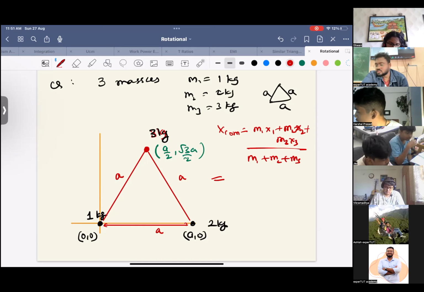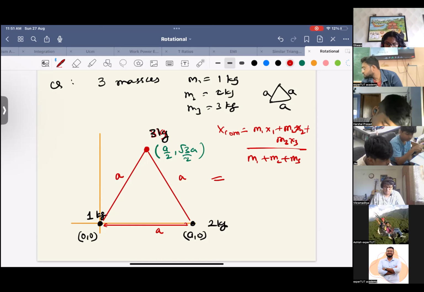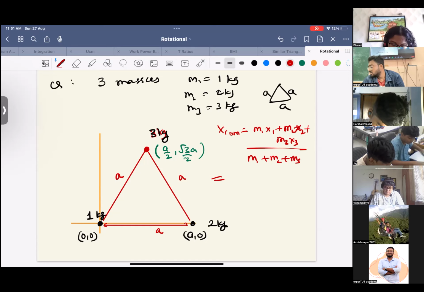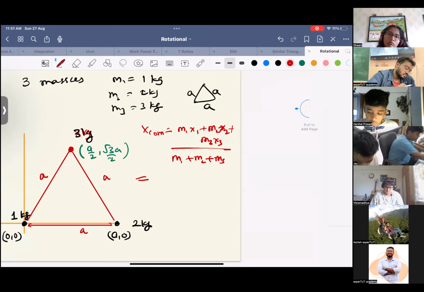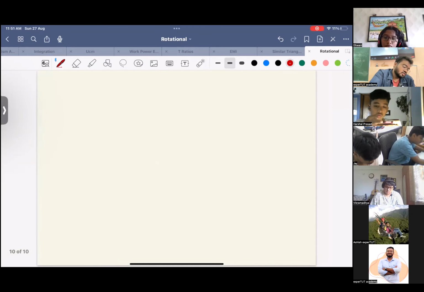Okay guys, next question. You will do example 6.1 as homework. Now see, there is one interesting thing given in your book, example 6.2.